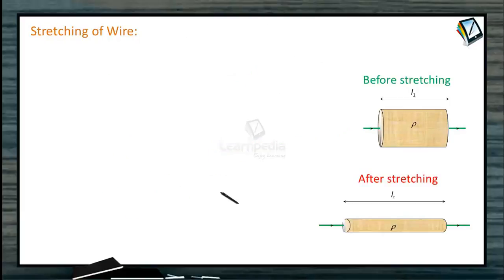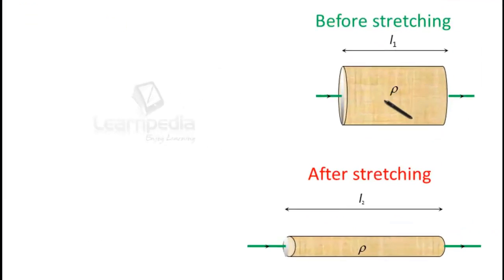Next, stretching of a wire. If a conducting wire stretches, its length increases and area of cross section decreases. So resistance increases but volume remains constant. Suppose for a conducting wire before stretching, its length is L1, area of cross section A1, radius R1, diameter D1. Then resistance R1 will be rho L1 by A1. After stretching, its length becomes L2, area of cross section A2, radius R2, diameter D2. Resistance R2 will be equal to rho L2 by A2.